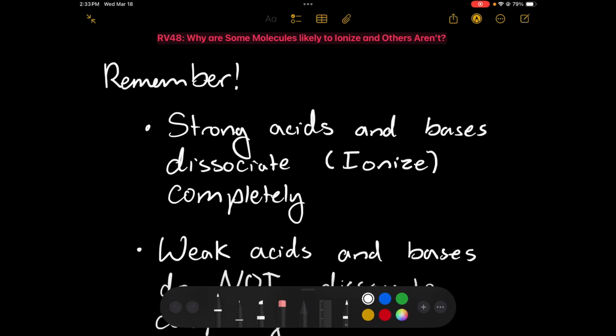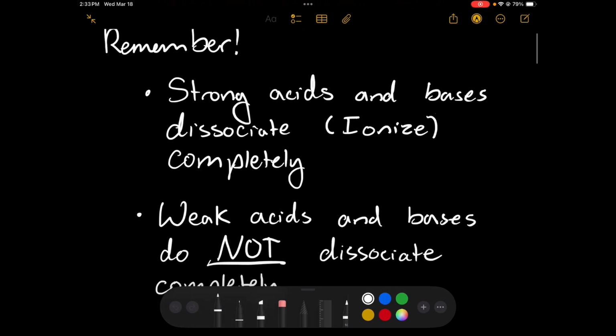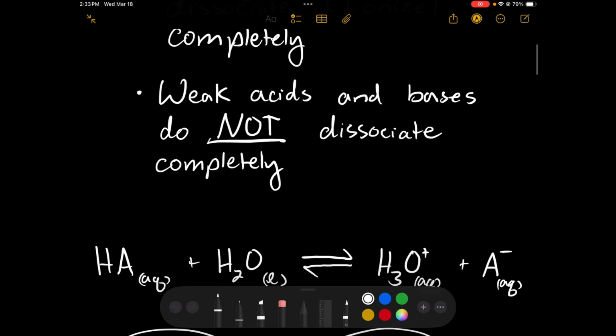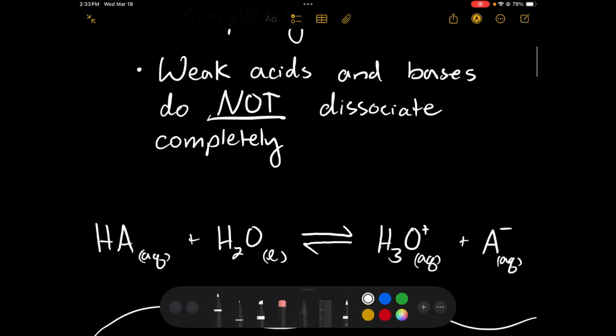Why are some molecules likely to ionize and others aren't? So the first thing you want to remember is we're looking at this through the lens of acids and bases. Remember that strong acids and bases tend to dissociate or ionize completely, while weak acids and bases do not tend to dissociate or ionize completely, and that's not new information.